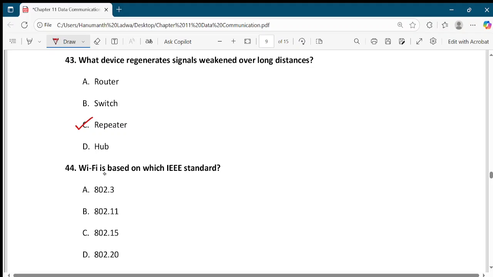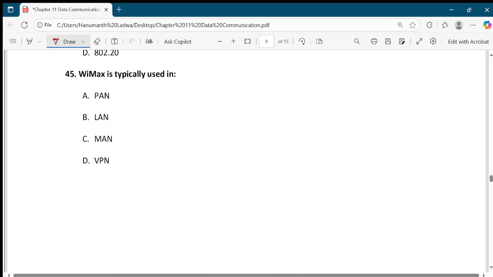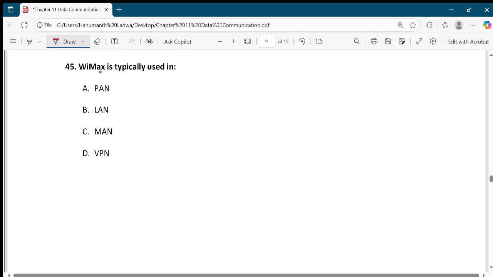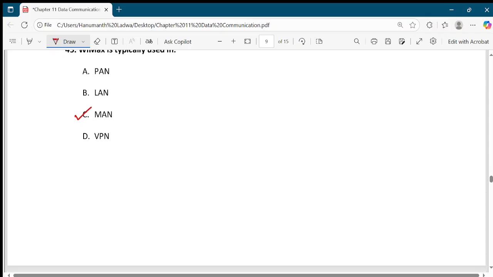Question number 44. Wi-Fi is based on which IEEE standard? Option A, 802.3, B, 802.11, C, 802.15, D, 802.20. So here option B, 802.11, is the right answer. Question number 45. WiMAX is typically used in option A, PAN, B, LAN, C, MAN, D, VPN. So here option C, MAN, is the right answer.